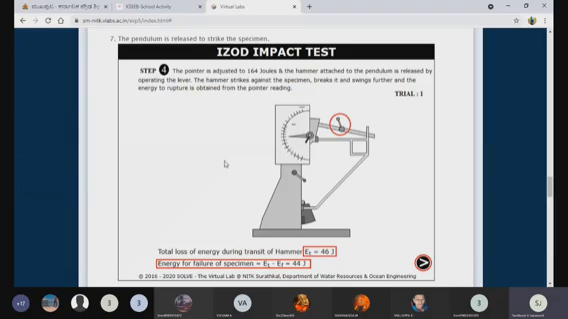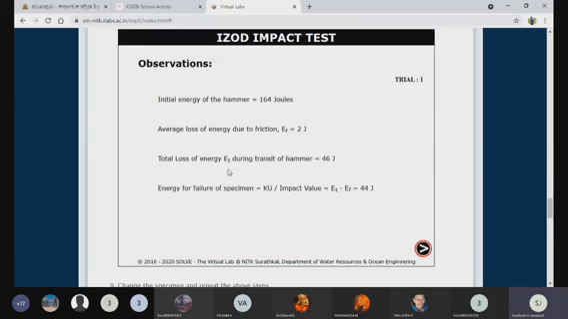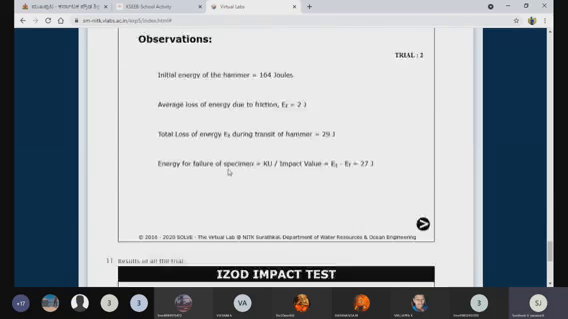Place the sample into the machine vertically, opposite to the striker face. Then the groove depth is 2 mm, and the total length of the sample is 75 mm. Right? If you know all these things, it means you can conduct the experiment. Yes, sir, definitely. So now we'll go for the simulation.